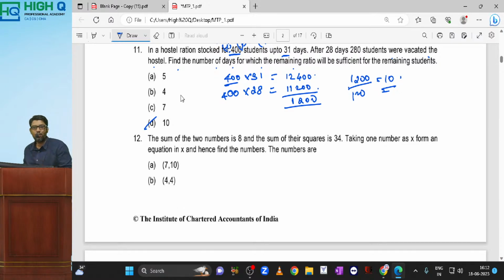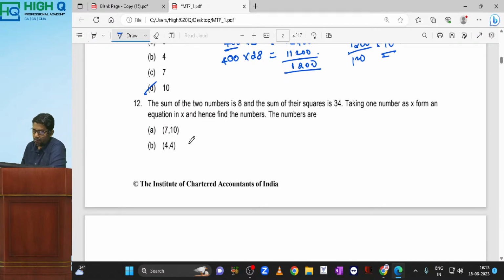Just like that you need to do. Instead of writing everything, just see 31 days, 400 students. So that much amount of food is available. Now those 400 students use it only for 28 days, so that has to be subtracted. The remaining food has to be given to 120 students. That's it. Simple.